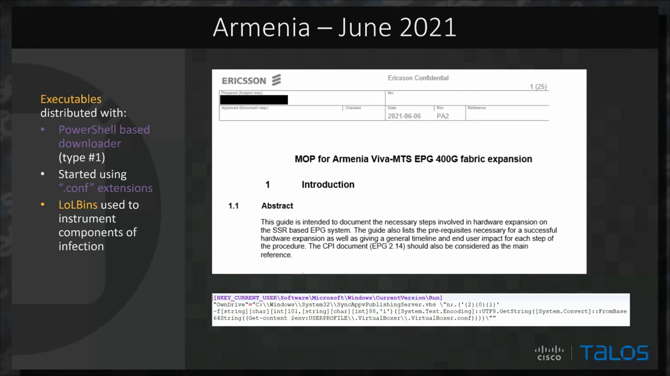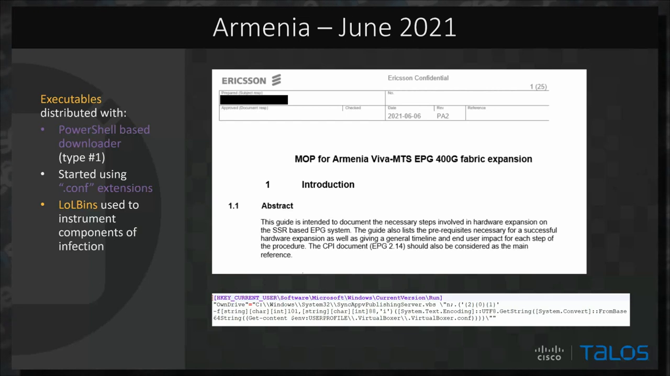At the very core of it, the executable would drop a decoy document. It would also drop and execute a PowerShell-based downloader. We also saw the attackers use specific file extensions like .conf extensions for the PowerShell scripts that the executables would deploy on the infected endpoint. And we also saw the use of LOLBins to instrument components of the infection chain.